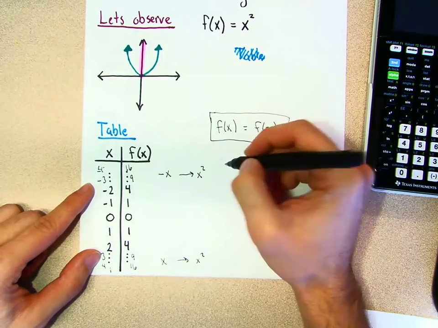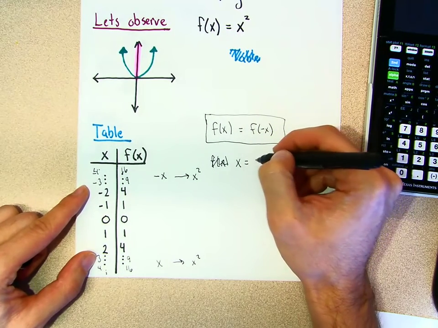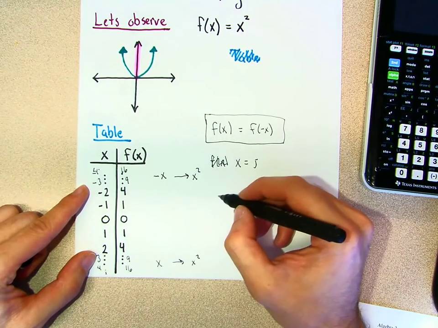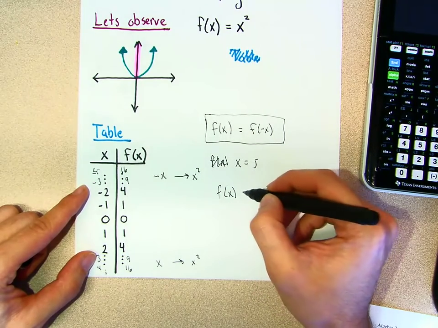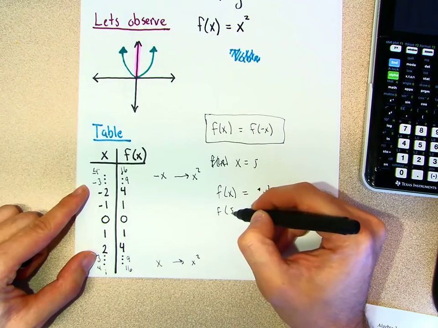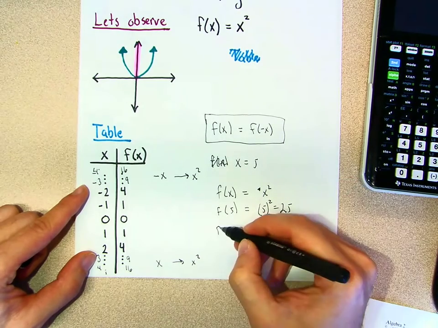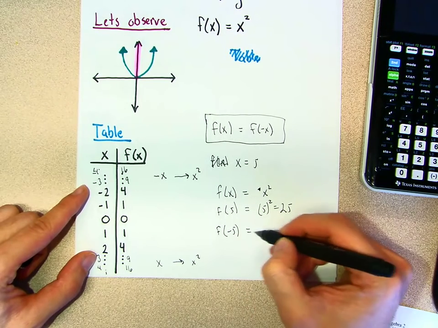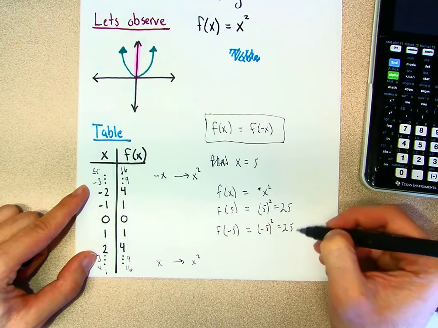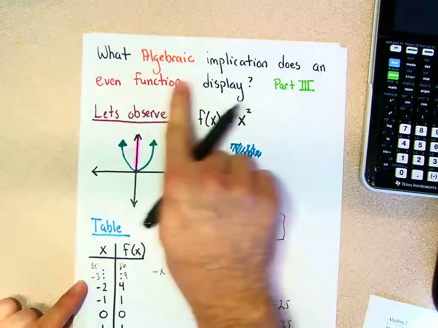For example, let x equal, let's say, 5. If x equals 5, what is f of x? Well, let's see. f of x is equal to x squared. f of 5 is equal to 5 squared, and that's equal to 25. But what's f of negative 5? Well, that's equal to negative 5 squared, and that's also equal to 25. And these two are equal. So this is satisfied. If this is satisfied, we have an even function.